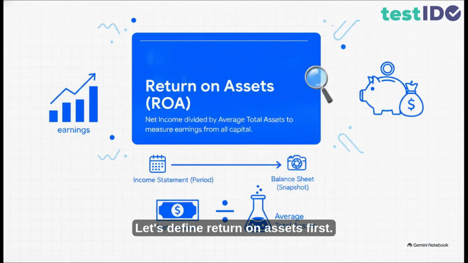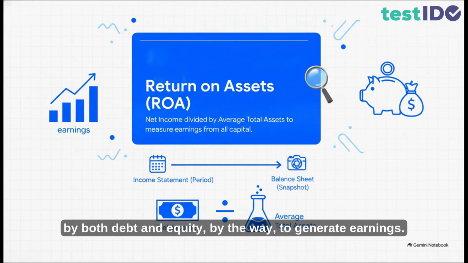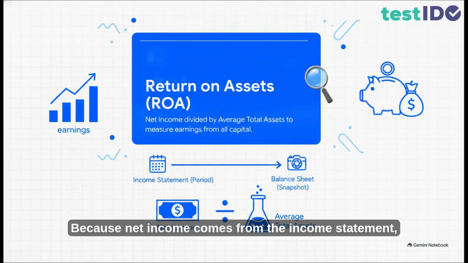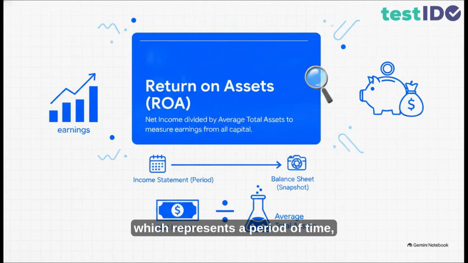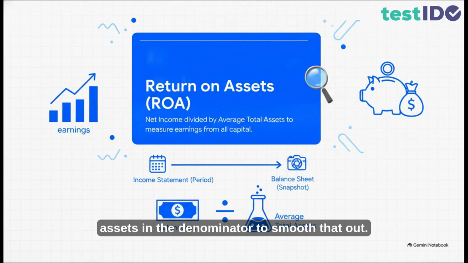Let's define return on assets first. ROA measures how effectively management uses all capital assets, which are financed by both debt and equity, by the way, to generate earnings. The formula is net income divided by average total assets. And please remember our average rule from the activity module, because net income comes from the income statement, which represents a period of time, and total assets comes from the balance sheet, which is a snapshot in time. We're basically mixing oil and water. You must always use the average of the beginning and ending assets in the denominator to smooth that out.